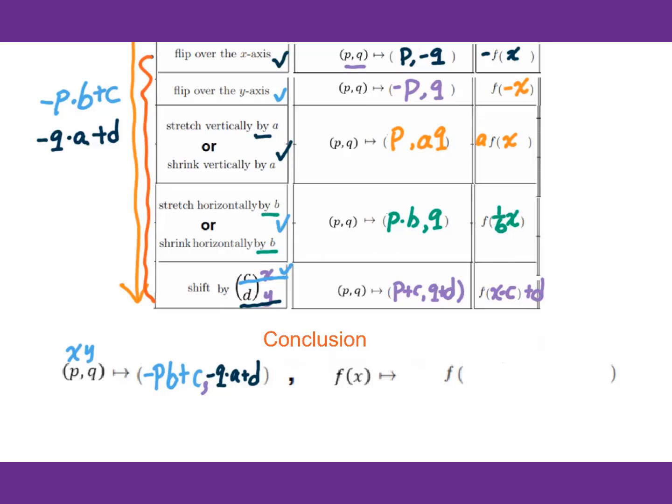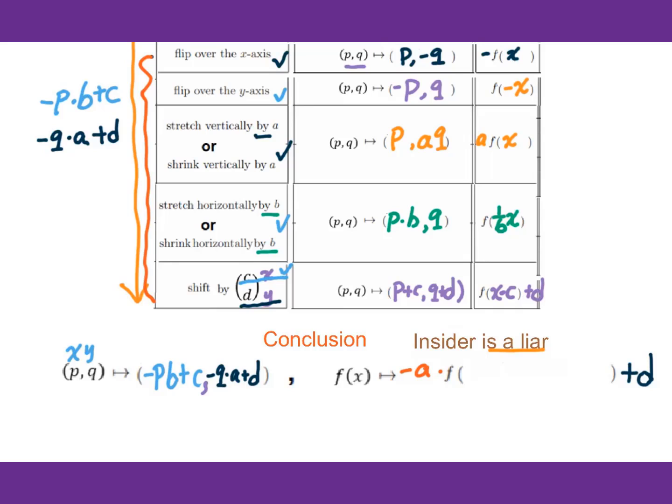How will the function be changed after this transformation? Remember, inside is a liar. Whenever they're dealing with x, it will be a liar. So for flip over the x-axis, that's dealing with y, you will get the negative sign. And stretch vertically by a or shrink vertically by a, that's negative a times. Shift by d, then you add d.